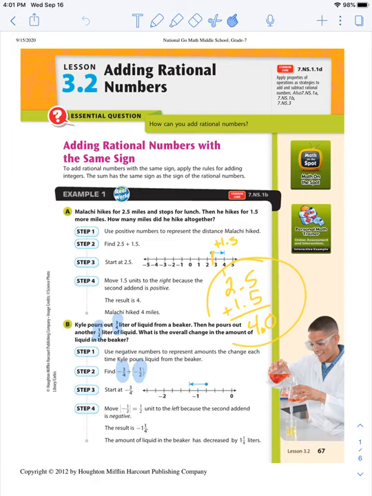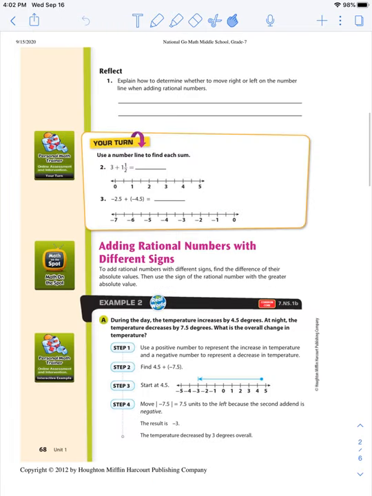So here is where negative 3/4 is. Each dash is a fourth. We move negative 1 2/4 because 2/4 is 1/2, and we end at negative 1 and 1/4. That's our answer.